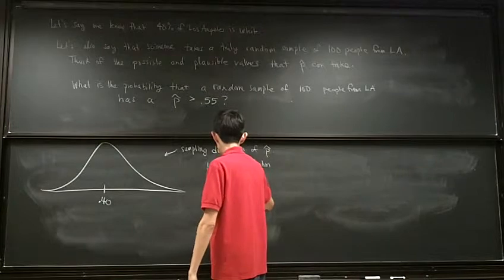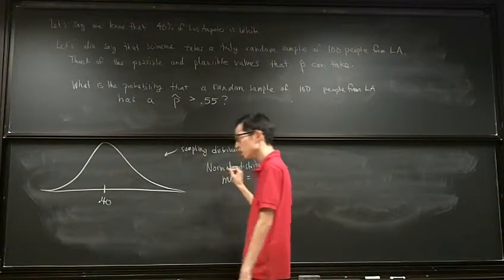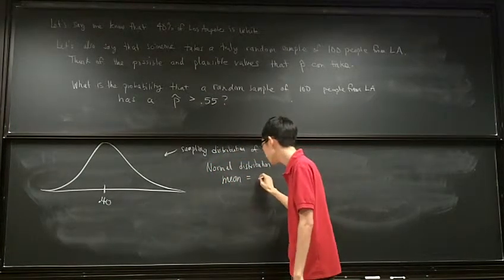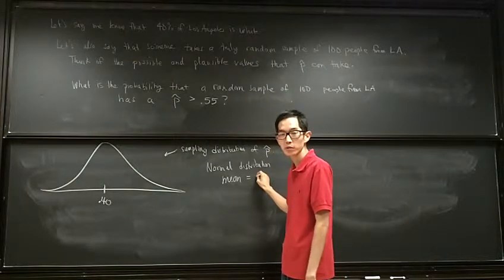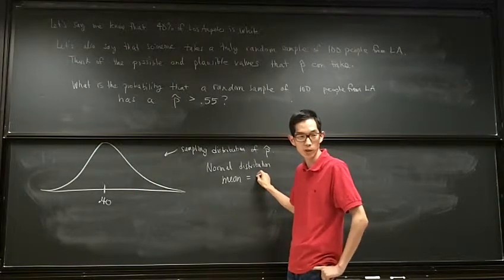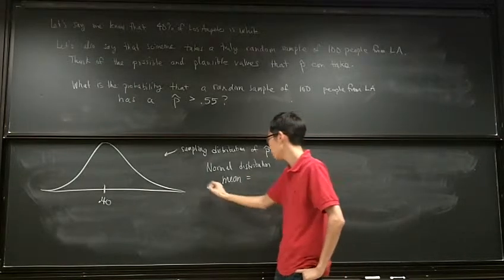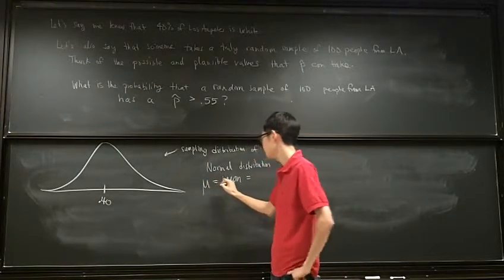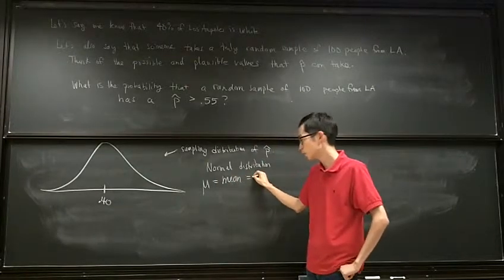The mean of this normal distribution is equal to what? 0.4. And if I want to use the symbol, what symbol represents the mean? Mu. Yes, mu represents the mean.